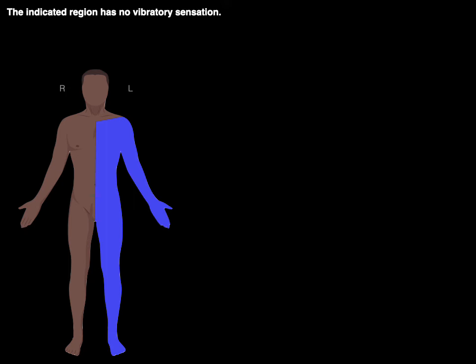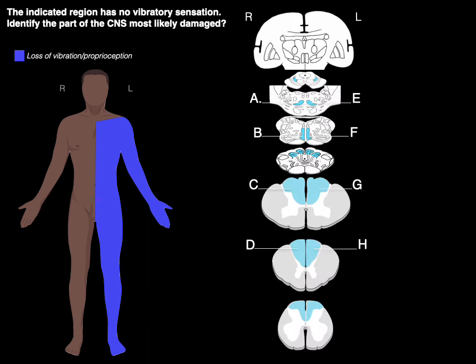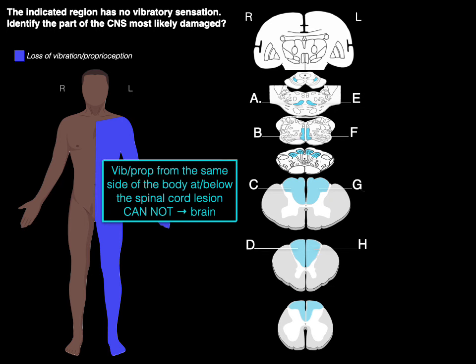The indicated region has no vibratory sensation, as shown here. Identify the part of the central nervous system most likely damaged. And here are the choices. Pause, but I'm going to go forward. So what we see here is the left side of the body, from cervical region all the way down, has lost vibratory sensation. And because it's on the left side of the body and it's vibration, that will be from the left side of the spinal cord and not brainstem, because the brainstem is going to be from the opposite side. So it'll be the left side.